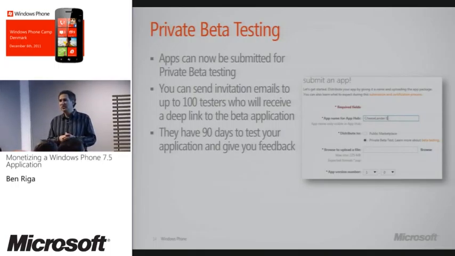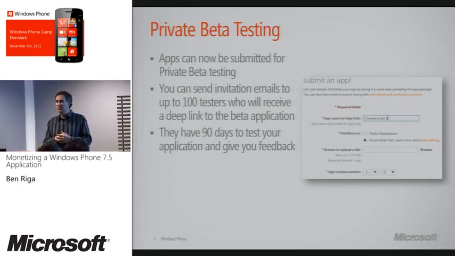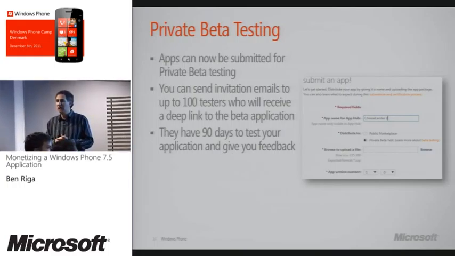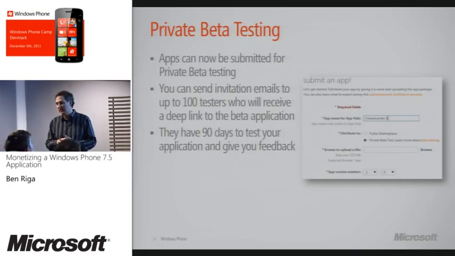Right now, so the question was, can you update the beta in those 90 days? You cannot. You can submit a different beta and then get a new ID. Unfortunately, yeah.